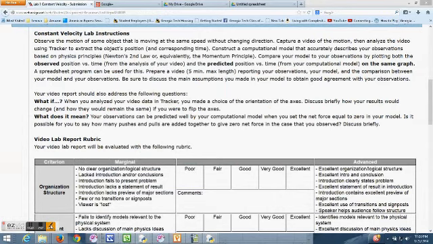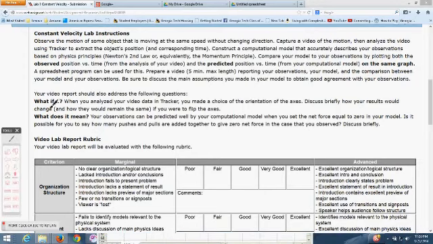I then came to the final part of the project, which was the answer to two questions posed by the lab, which were to see if anything would change if I changed the direction of the axis. Nothing would really change other than that I would have a negative constant velocity now, since the axis in Tracker would be flipped.